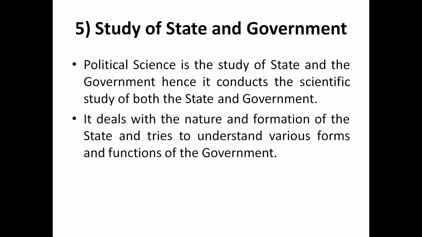Fifth point, the scope includes the study of state and government. Political science is the study of state and government, hence it conducts the scientific study of both the state and government. So here it basically uses the scientific method in order to study the state and government. Here it deals with the nature and formulation of the state and tries to understand various forms and functions of the government.